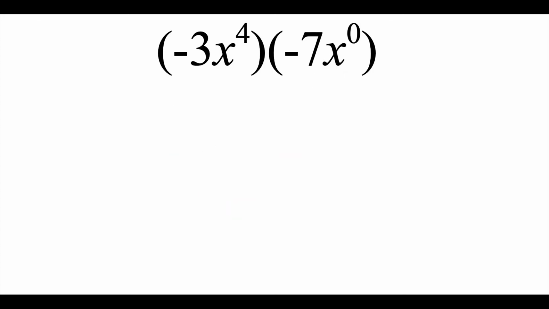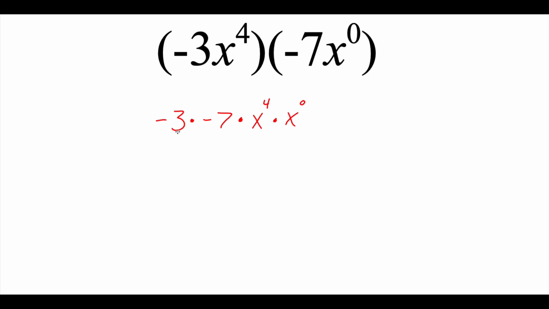This next example is very similar. So we've got negative 3x to the fourth and negative 7x to the 0 power. Again, I'm going to use that commutative property to rearrange the multiplication in here. So I'm going to take the real numbers and put them out front. So we have the negative 3 and the negative 7. And then I'm going to put my variables on the end. So x to the fourth and x to the 0 power.